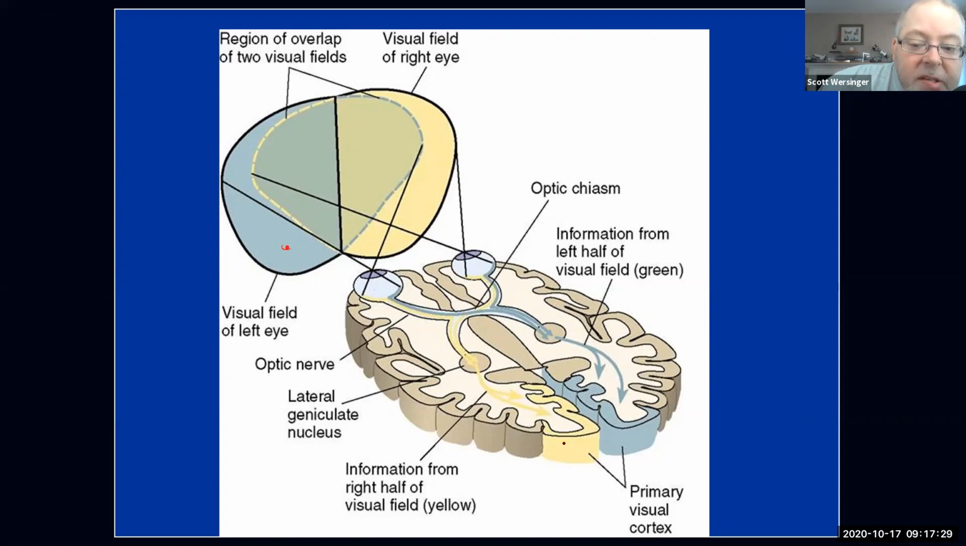The cortex, though, the left primary visual cortex processes the right visual field. Okay, this is key. So if I destroy this right primary visual cortex, you won't be able to see anything on the left.